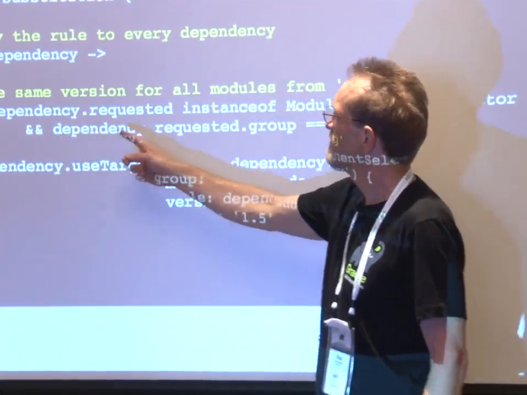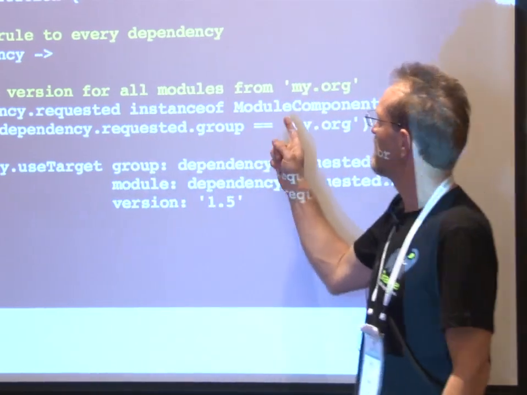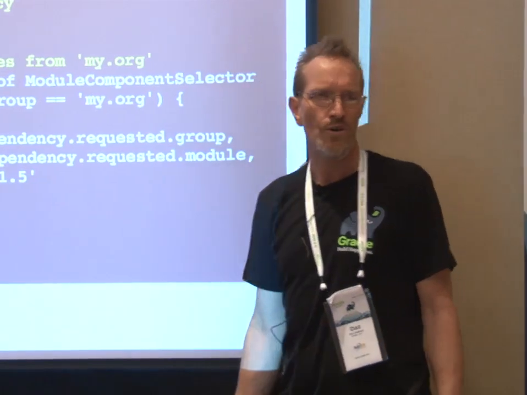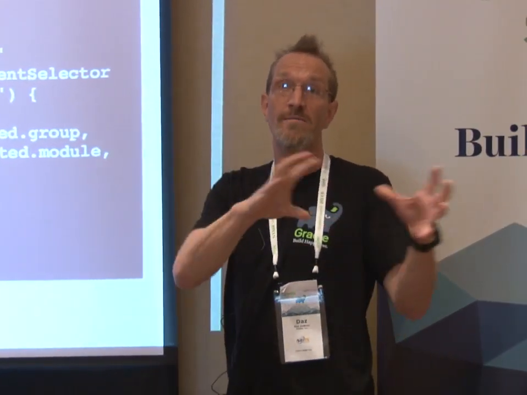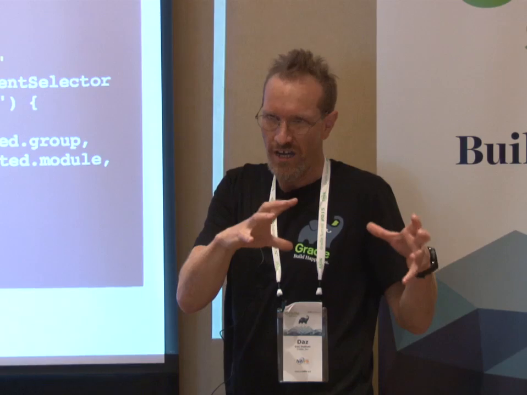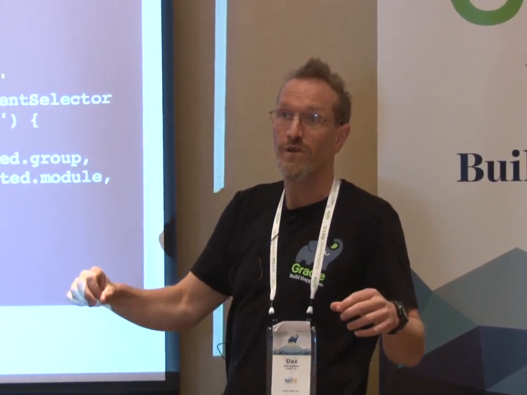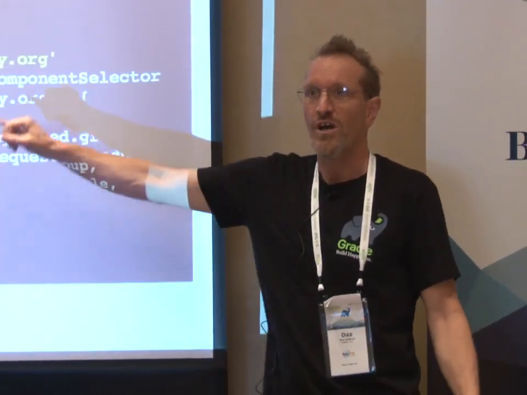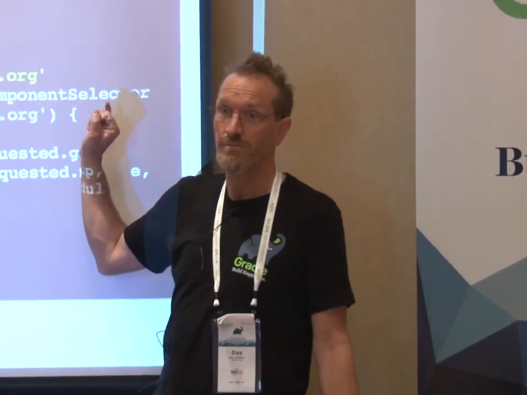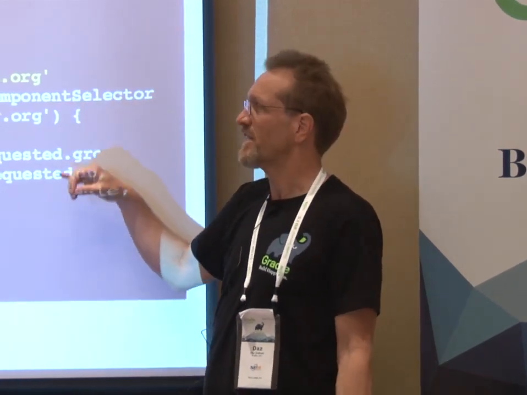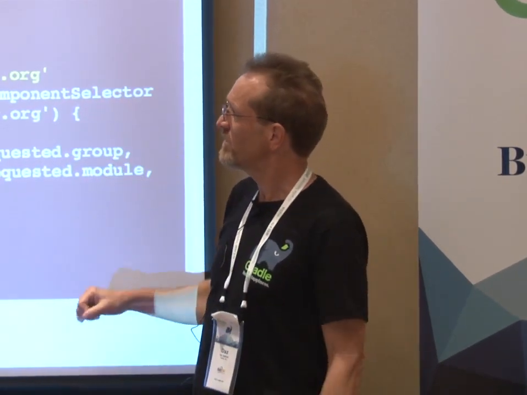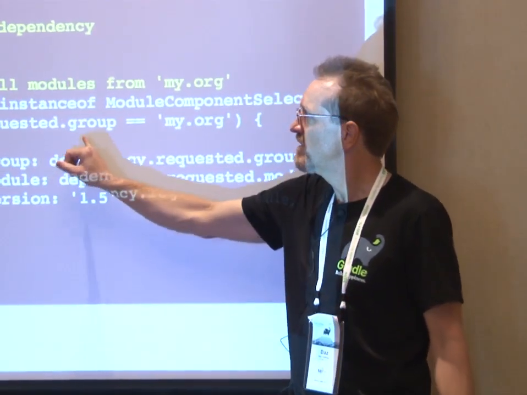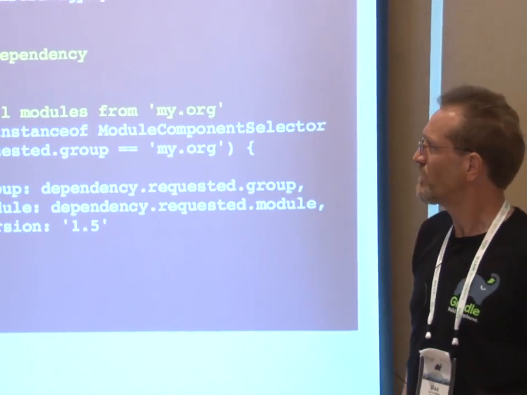So first thing we're going to say is, is the requested dependency an instance of module component selector? If you've heard of module version selector, that's the old API I was referring to that ties us into this idea of a group, name, version for every dependency. We now have a module component selector, a project component selector, a library component selector, and there will be more. So it basically allows this rule to be more flexible. So we say we only care about modules, and we only care about modules where the requested group is my.org.